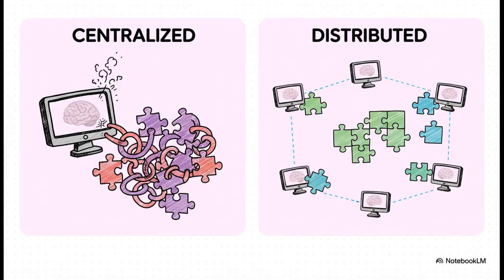This visual right here just nails the difference, doesn't it? On the left, you've got that traditional, centralized model. One big brain trying to solve a huge puzzle all by itself. You can see how it could get overwhelmed, right? But then on the right, you see the distributed model. It's a team of brains, and each one is just tackling a small piece of that puzzle. Together, they get it done faster and way more reliably. It's a totally different way of thinking.